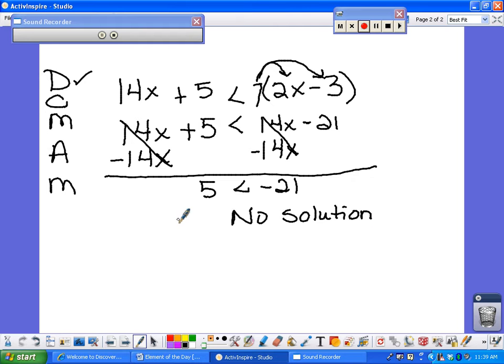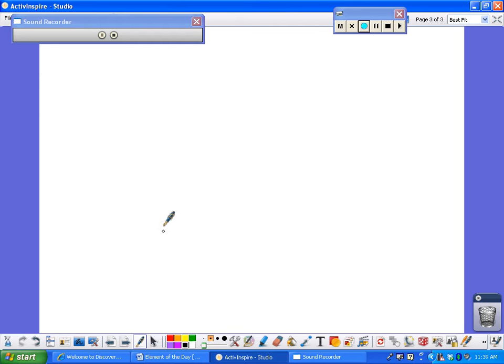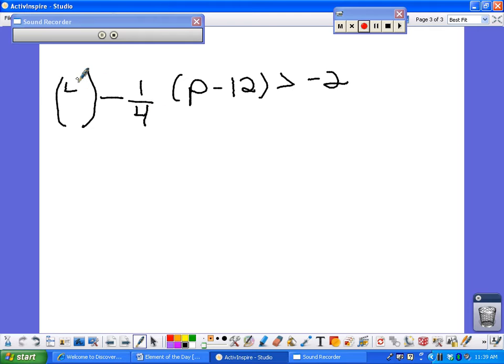Okay, let's try one more. With this one, we're going to do negative 1 over 4 times p minus 12 is greater than negative 2. Okay, so I don't like messing with the fractions, so I'm going to go ahead and multiply by negative 4 over 1, since this is right here. And over here, I'm going to multiply by a negative 4 over 1 also.